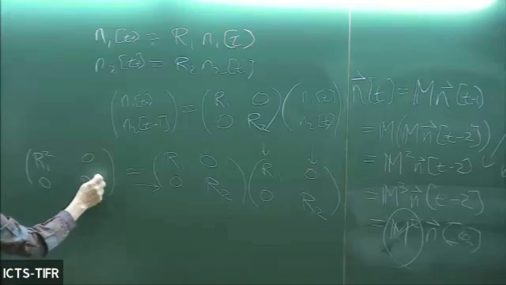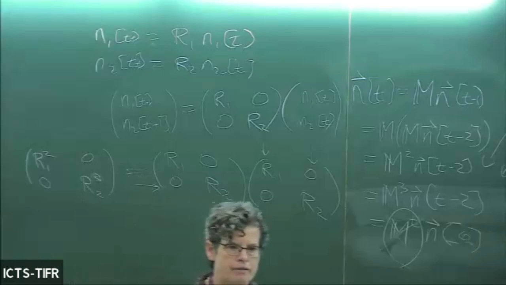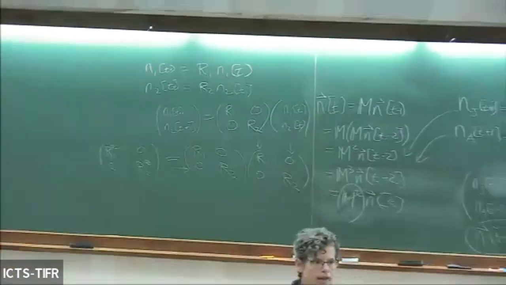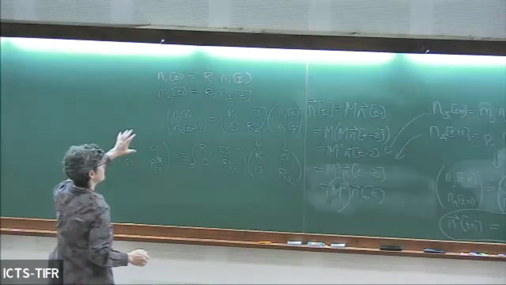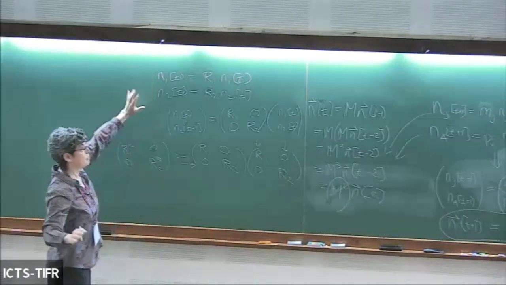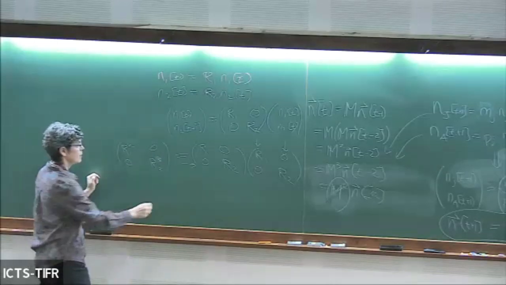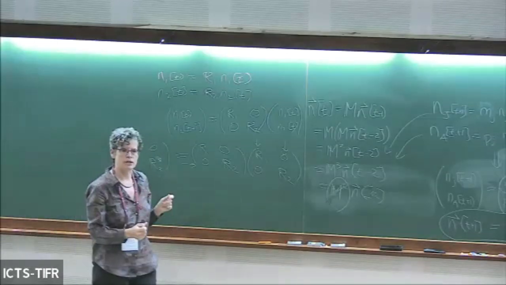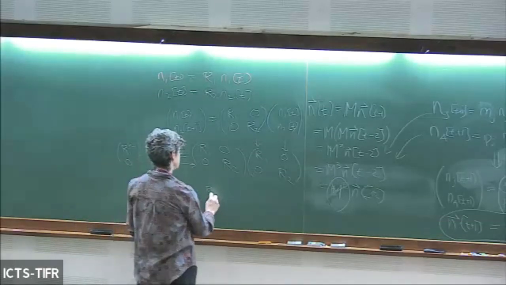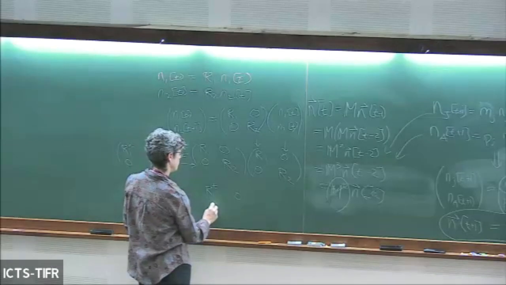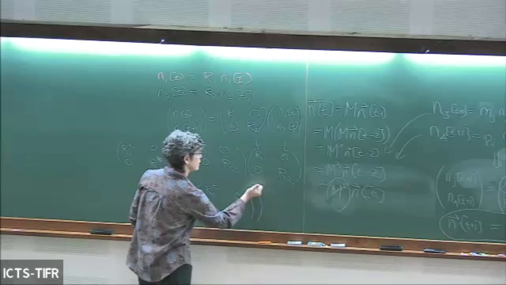Not bad. The first R1 got squared, the second R2 got squared, and if you repeated this as many times as you want, it would just power up those exponents. So in this case, when they're completely decoupled and we have two different things growing independently of one another, then we expect exponential growth of each. And eventually, it would just be R1 to the t, 0, 0, R2 to the t, times wherever we started.